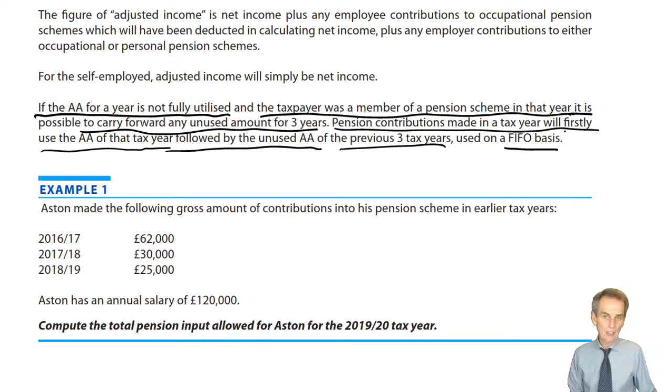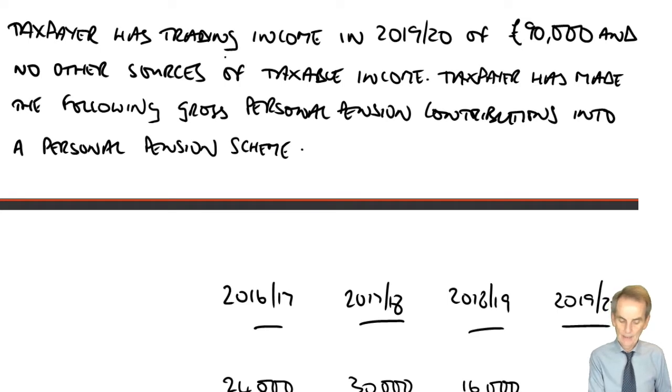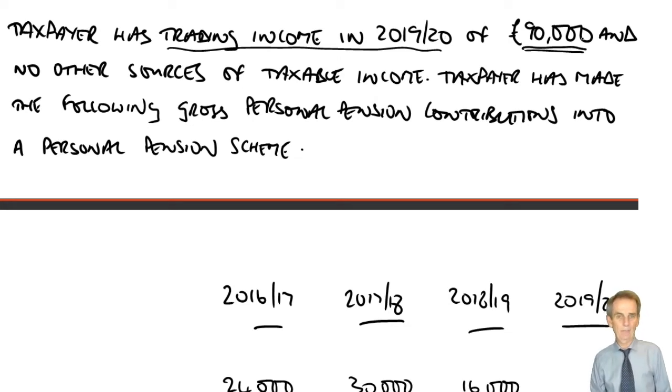Let's just see how that system works with a little example. Now, what I've got here for you: taxpayer has trading income, so I'll talk you through this while you note it down here for future reference. Has trading income in the 2019-20 tax year of £90,000. Trading income. So there we go, we've got relevant earnings of £90,000.